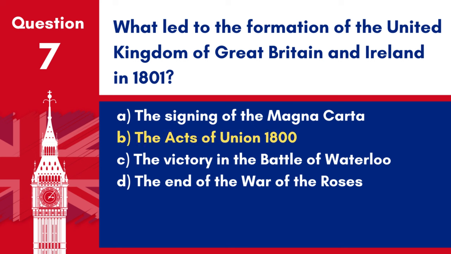Answer. B. The Acts of Union 1800. The Acts of Union 1800 were statutes that merged the Kingdom of Great Britain and the Kingdom of Ireland into a single state, the United Kingdom of Great Britain and Ireland.